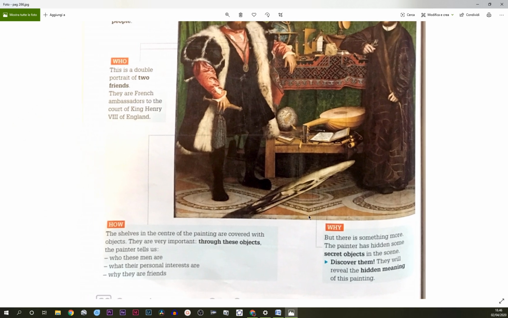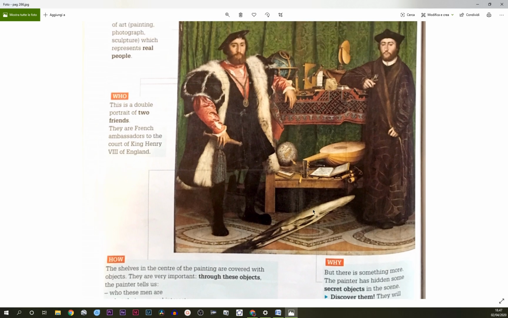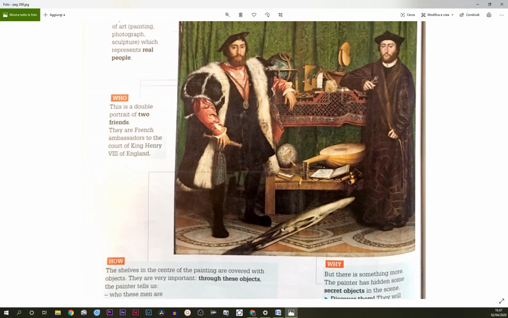Then, why? But there is something more. The painter has hidden some secret objects in the scene. Discover them. They will reveal the hidden meaning of this painting. Probably you're not able to see it, but this is a skull. And this is hidden in the painting. You can't see it very well. Okay, this is a hidden detail of the painting.